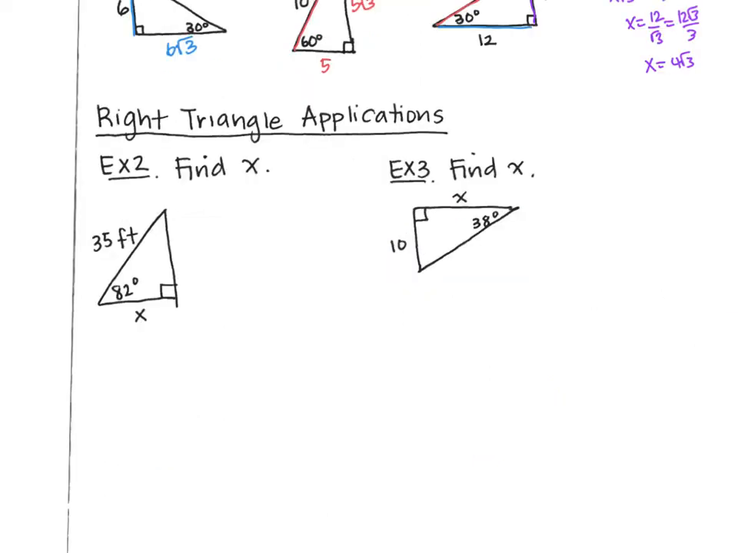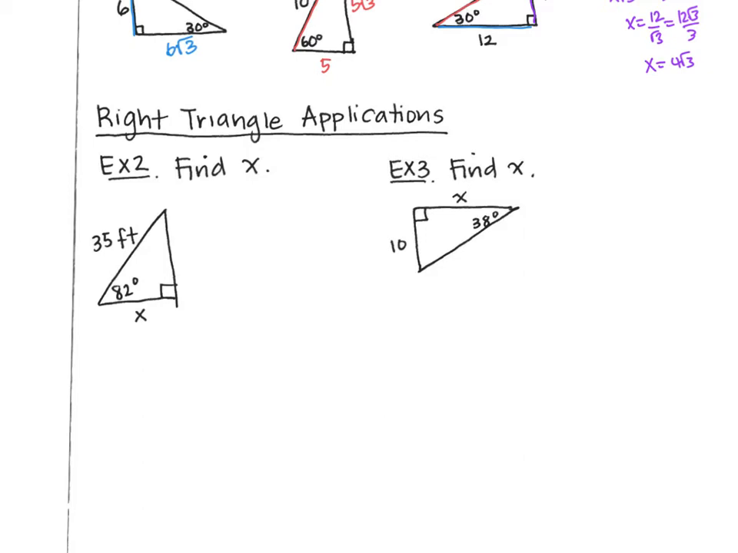Okay, now we're going to review some right triangle applications that you're going to remember from geometry class. Okay, we are using right triangle trigonometry on this, so we should be using sine, cosine, or tangent. Don't use anything that doesn't apply to right triangles.